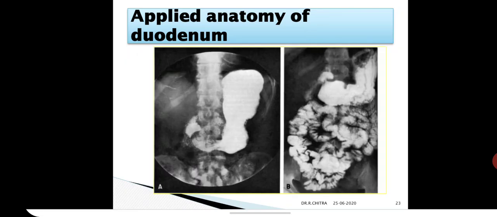So this is the duodenal cap, as I was telling. X-ray of the barium meal, stomach and duodenum is visualized. Duodenum is appearing as the cap. Also you are seeing the small intestines in this X-ray.